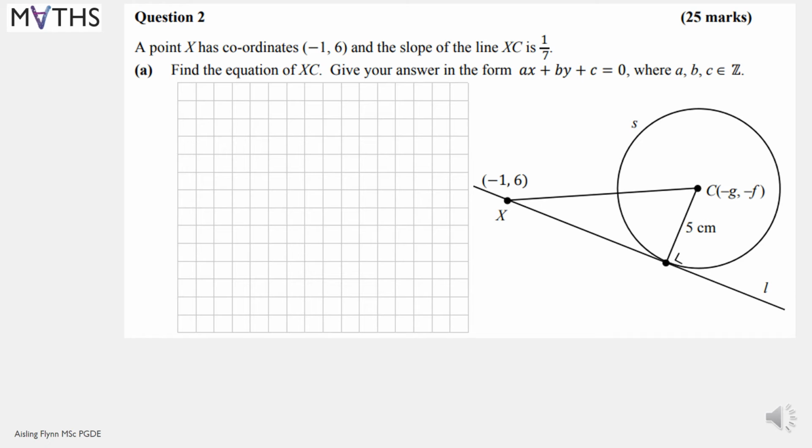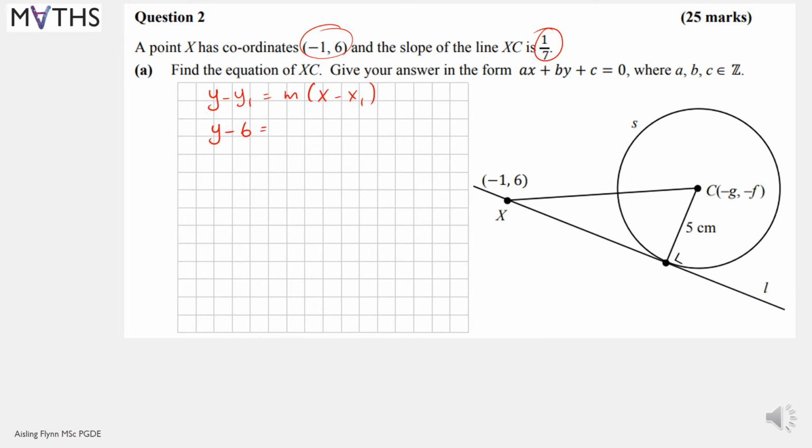Question 2, again it has the line but also the circle. A point X has coordinates of minus 1, 6 and the slope of XC is 1 over 7. Find the equation of XC. Give your answer in this form: ax plus by plus c equals 0. So this is straightforward. It's the equation of a line, for which you need one point and you need the slope. We're given the point and we're given the slope, so this should be straightforward.